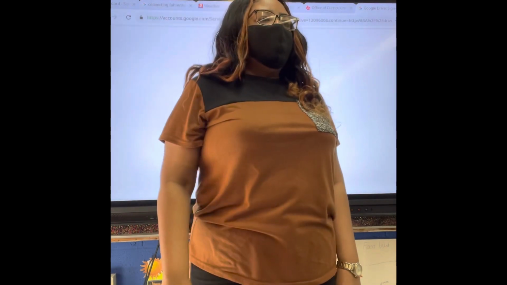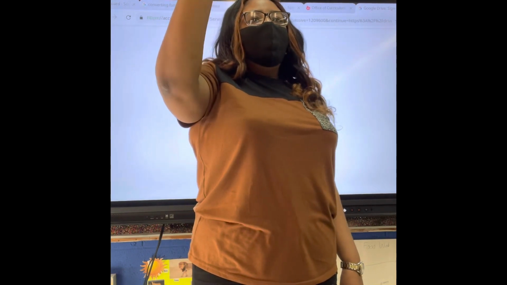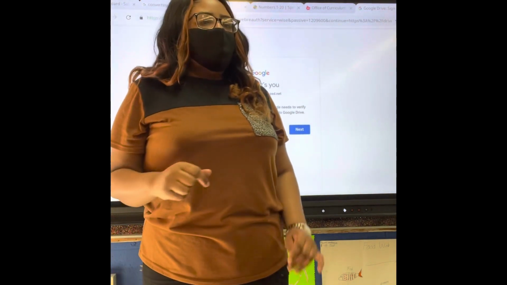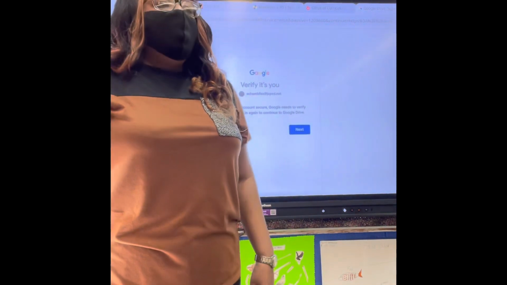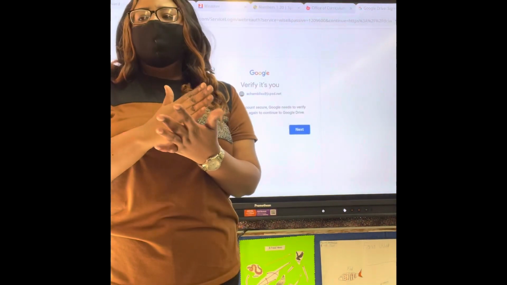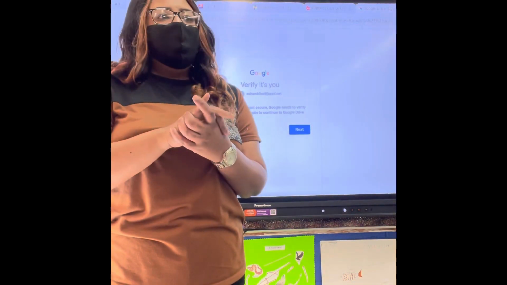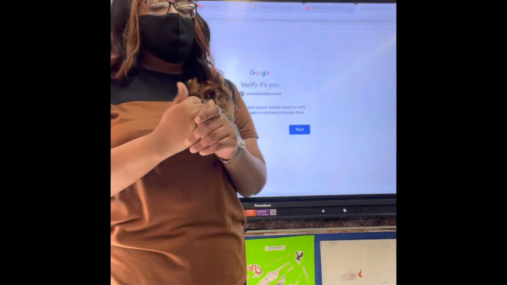What are the 3 steps? Evaporation. What's the second step? Condensation. And what is the third step? Precipitation. The first step is evaporation. The second step is condensation. And the third step is precipitation. The first step, evaporation. Who would like to tell me what happens during evaporation?